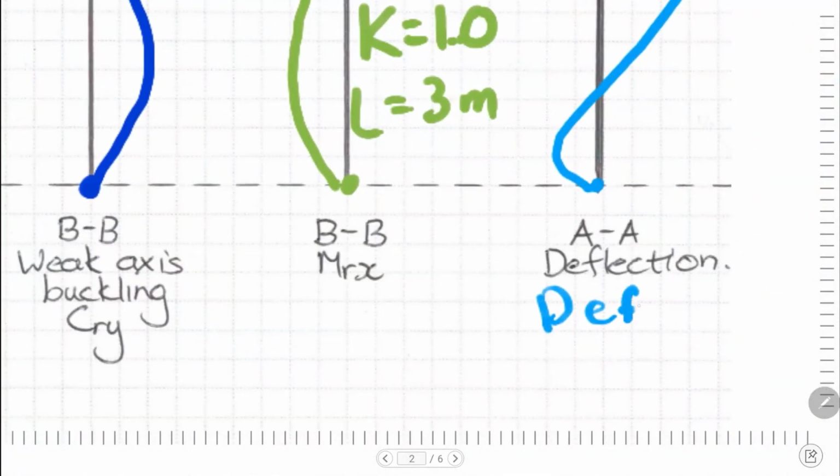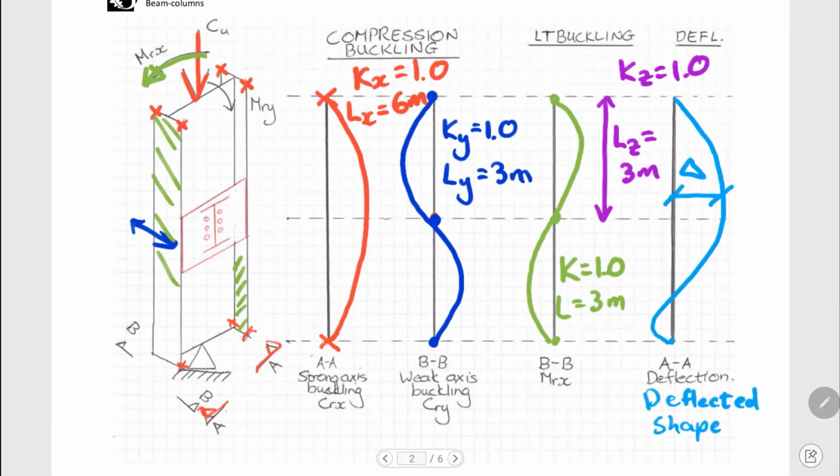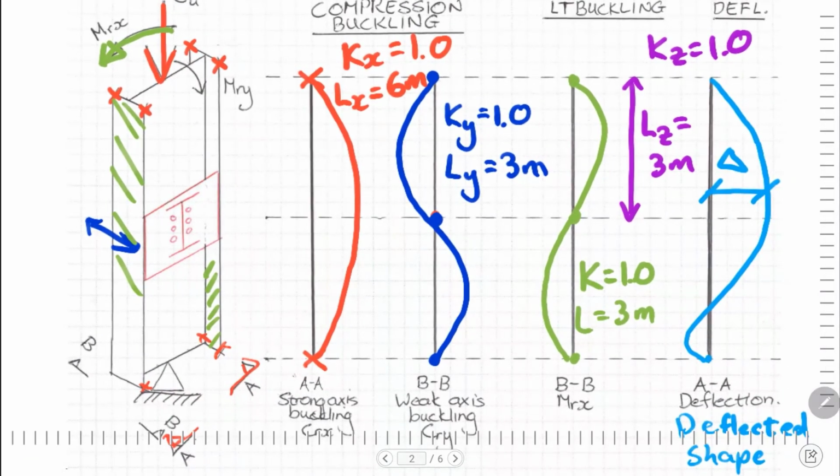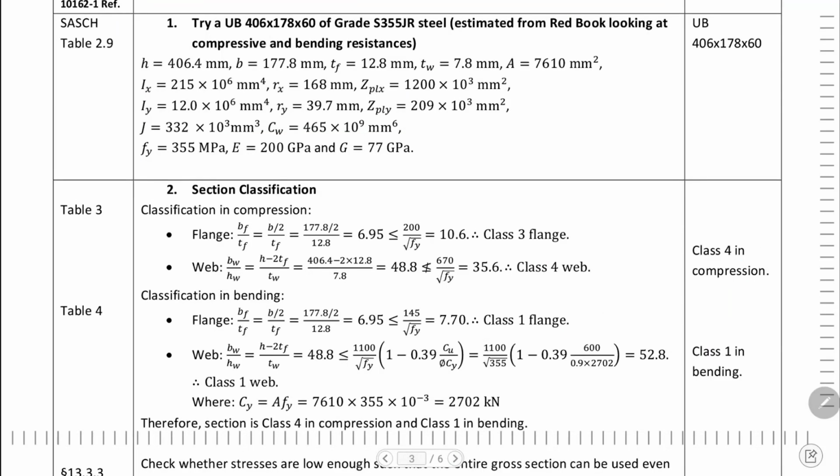That deflected shape is going to be important for determining the influence of the P delta effects later on, to make sure that we are accounting for the influence of the force acting at a distance. So the important thing now is we've got all our effective lengths. Now we can move on with our checks.